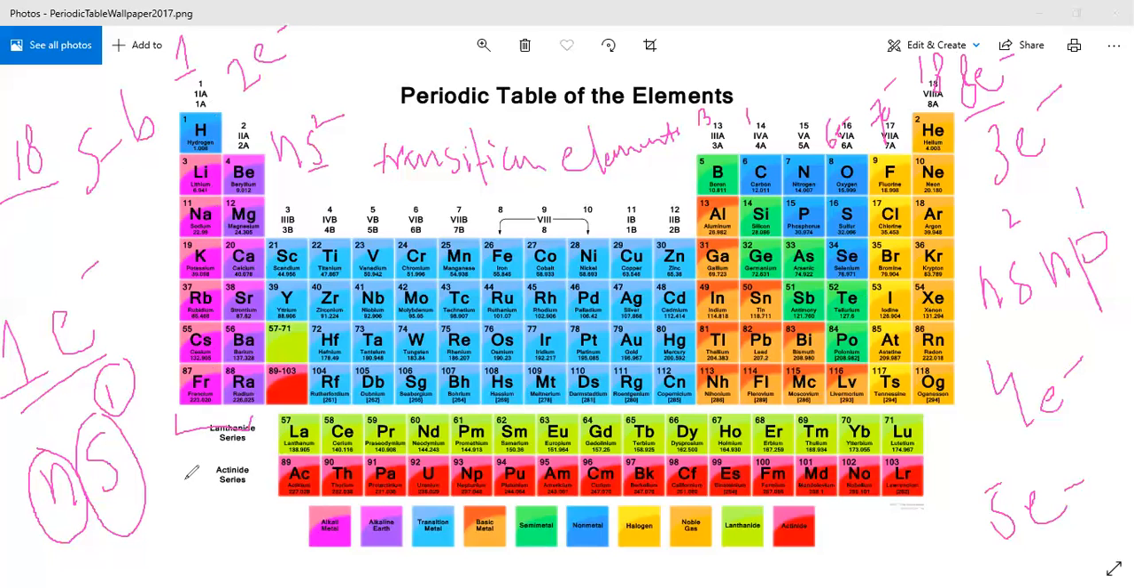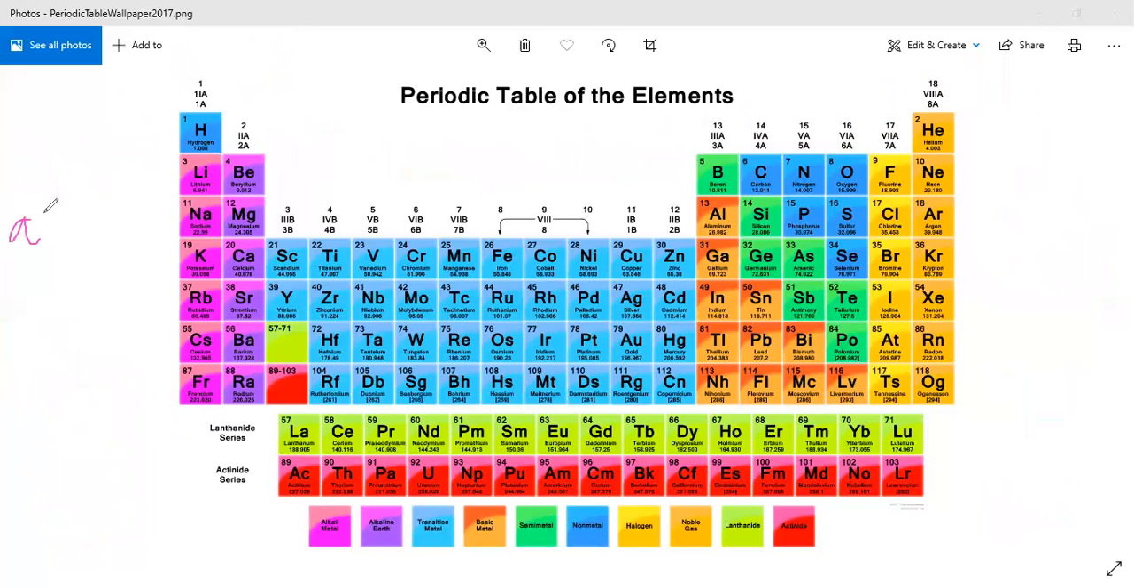The elements of group 1A are named alkali metals. The name of this family is alkali metals. The second group, group 2, is named alkaline earth metals.